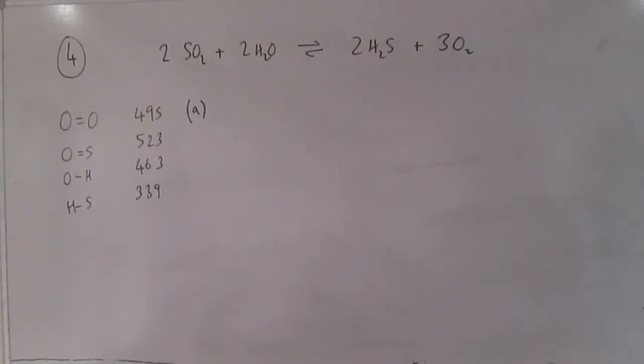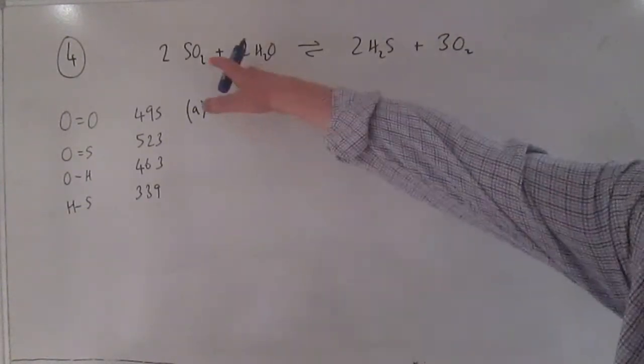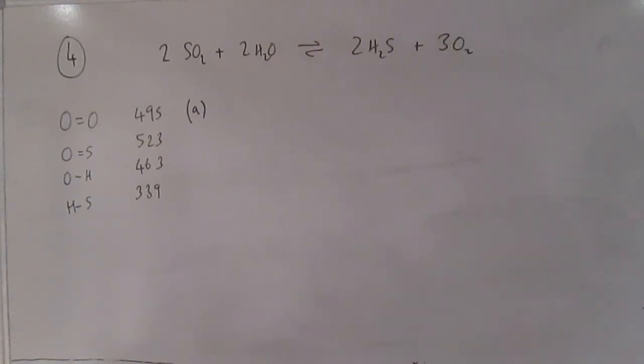Part A is a bond enthalpy question, which just asks you to calculate delta H for this reaction. All of these substances are gases, so you can do that using bond enthalpies, and that's then going to form the basis for the rest of the question.